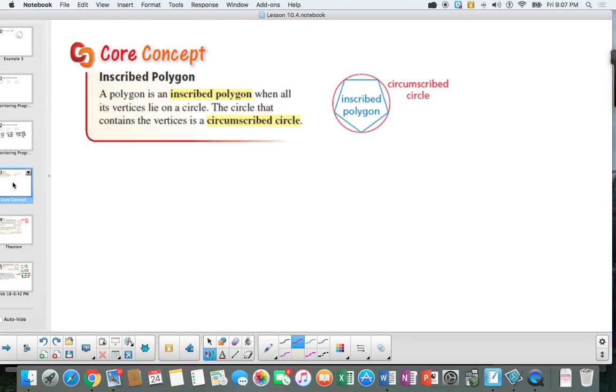Okay, the next vocabulary word is inscribed polygon. An inscribed polygon has all its vertices on the circle. And we call this circle a circumscribed circle because it's going around. We've had this word circumscribed circle for triangles. In the other semester, we were working with circumscribed circles as well. But this is a polygon, not just a triangle.